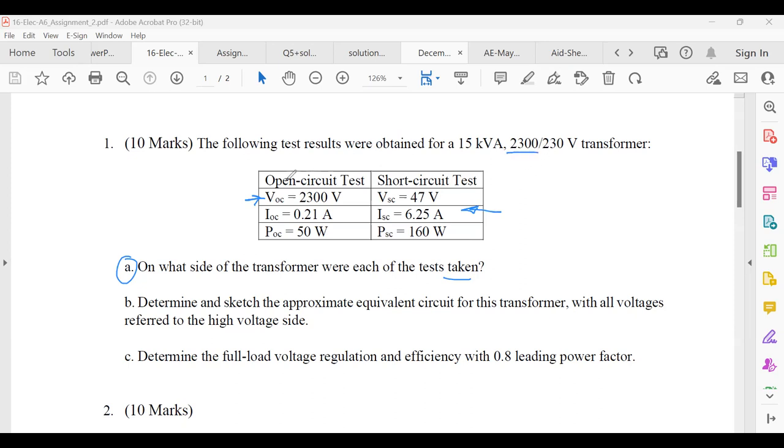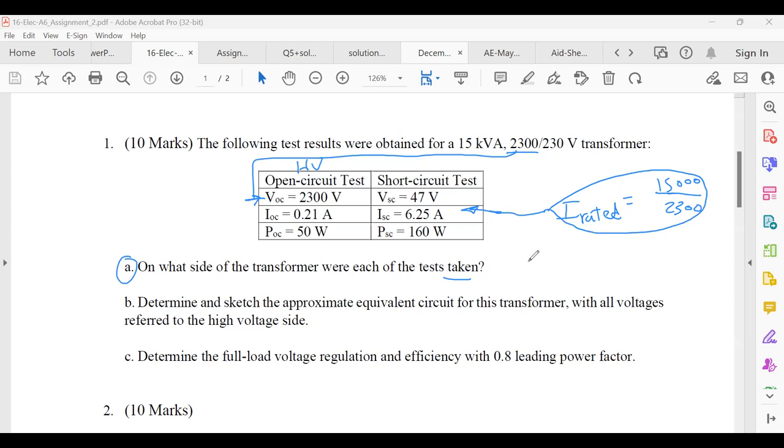You can see from your transformer that this one is at high voltage, okay? And if you calculate the rated current, you will find this one also at the high voltage because S, the 15,000 over the voltage will get you almost 6.5, or close to 6.25 amps. Okay, this is the rated current. So both at the high voltage, and you have to do the calculations or the explanation actually.